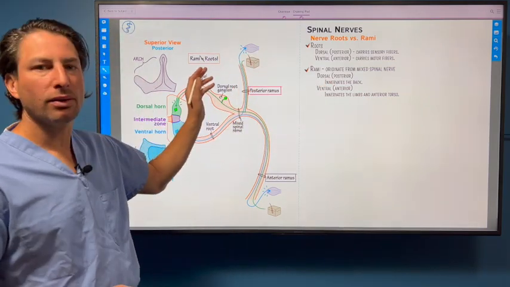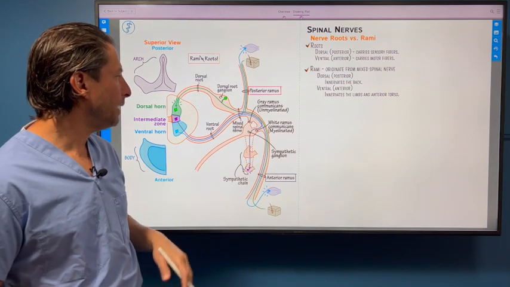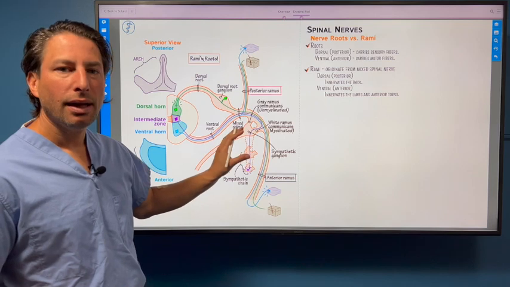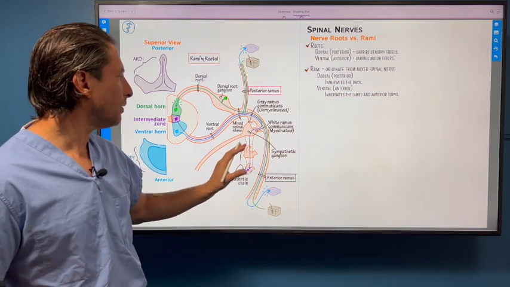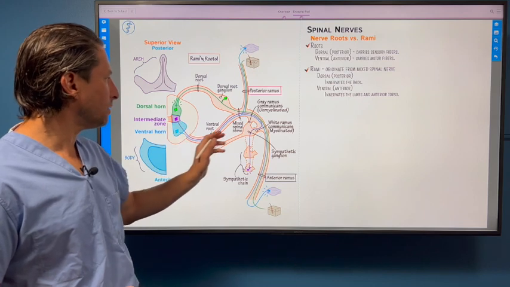And we just have our little quick call out that rami are not roots. Now we layer in the sympathetic nervous system fibers here. So out of the intermediate zone we go.